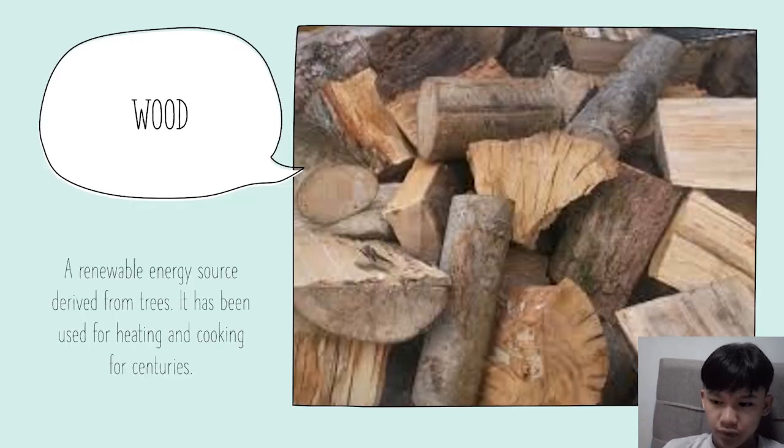So, next, wood, a renewable energy source derived from trees. It has been used for heating and cooking for centuries. What is the chemistry behind wood and why is it a solid fuel? Wood is primarily made of cellulose, hemicellulose, and lignin. Those are polymers of carbon, hydrogen, and oxygen.